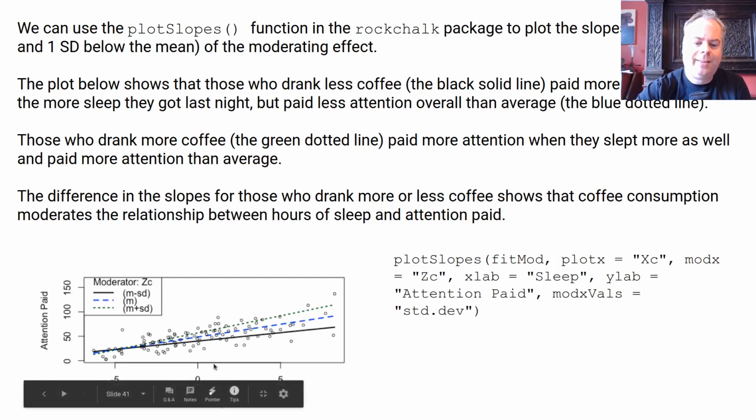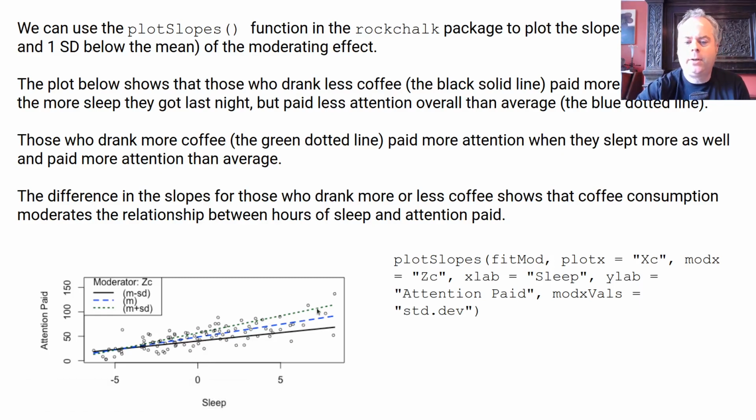Remember, we actually centered this variable, so this isn't 0 hours, this is the centered sleep variable. Although for everybody, the more sleep you get the night before, the more attention you pay, what we find is that this interacts with the amount of coffee you drink as well. Those who drink less coffee than average, the solid black line, paid less attention overall than those who drank an average amount of coffee. Those who drank more coffee, as indicated by the dotted green line, paid more attention when they slept more, as well as paying more attention on average.